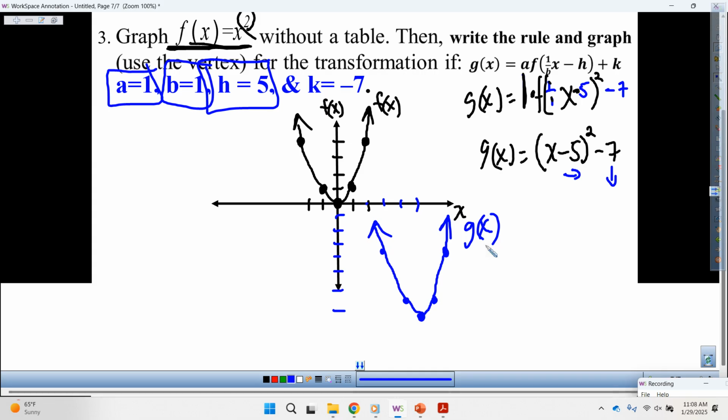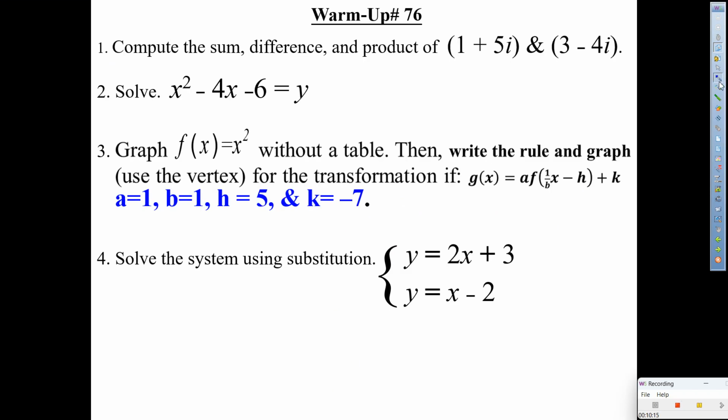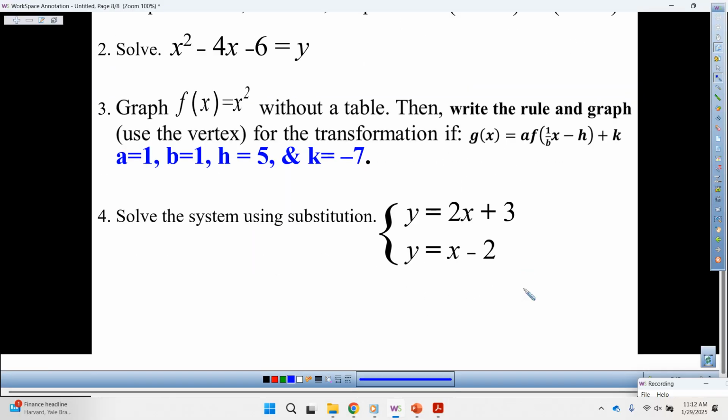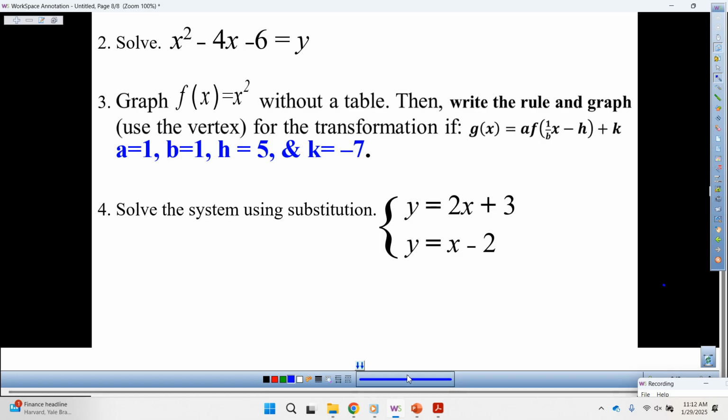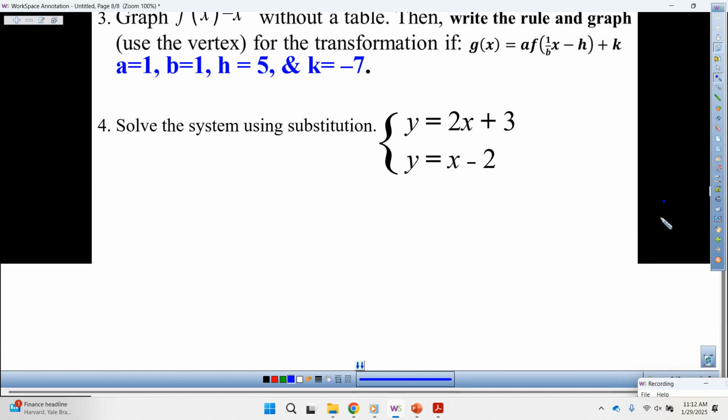Is it coming back? Yes? Kind of, sort of? Yeah. All right. And let's go to our last one, number 4. Number 4 says, solve the system using substitution. Here we go. So, they give us y equals 2x plus 3 and y equals x minus 2.